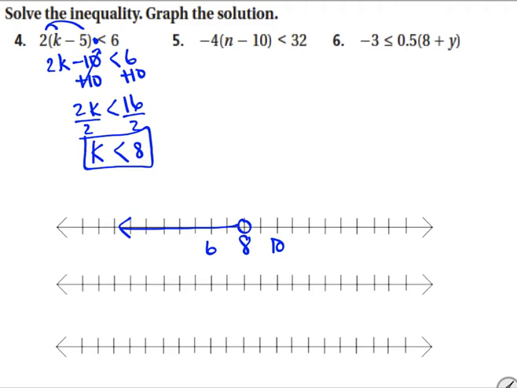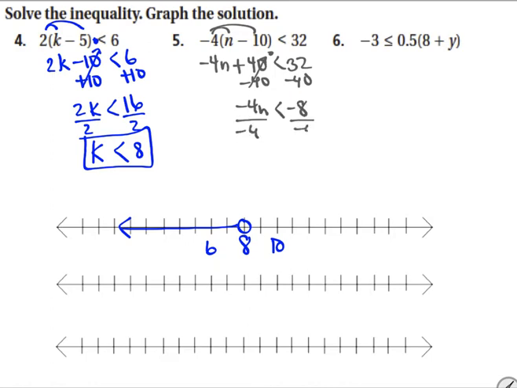Next example, I'm going to need to distribute to get rid of the parentheses. Negative 4 times n is negative 4n. Negative 4 times negative 10 is positive 40. And it's less than 32. I'm going to do negative 40 on both sides to get rid of the positive 40. Negative 4n is less than negative 8. I'm going to divide by negative 4. And anytime you divide by a negative or multiply by a negative, you'll switch the sign. This gives me 1n is greater than 8 divided by 4 is 2, and negative divided by negative makes it positive 2. So n is bigger than 2.